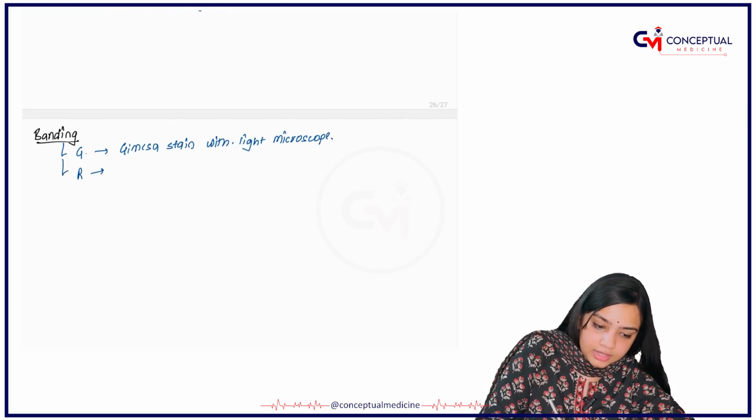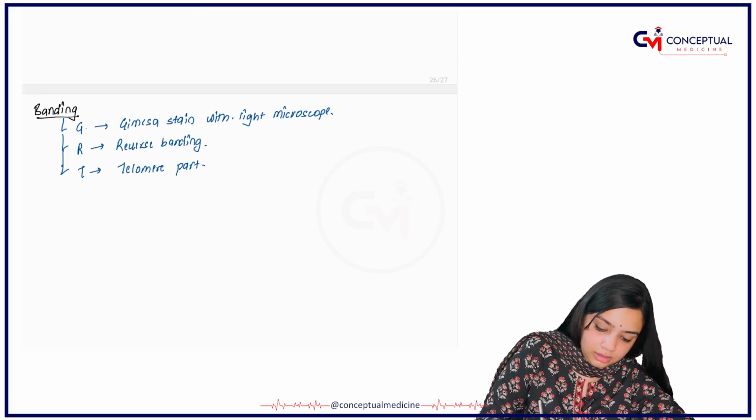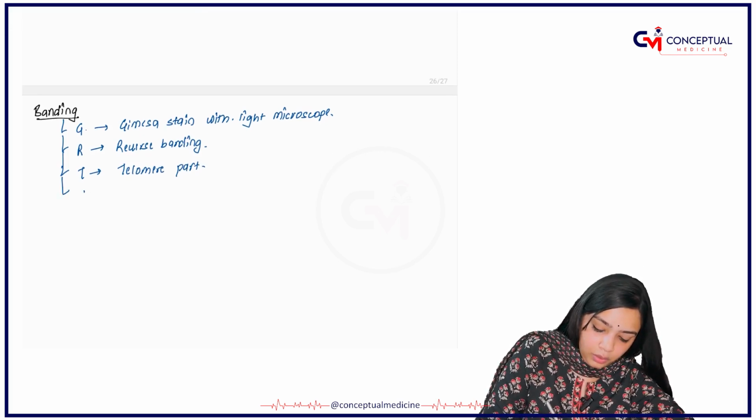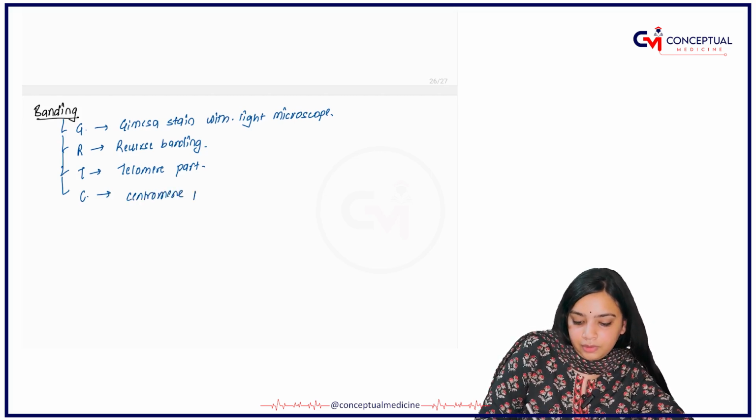Then you have the R banding. This means reverse banding with light microscope. Then you have the T banding. This means the telomere part of chromosomes with light microscope. And then you have the C banding. This means the centromere part.